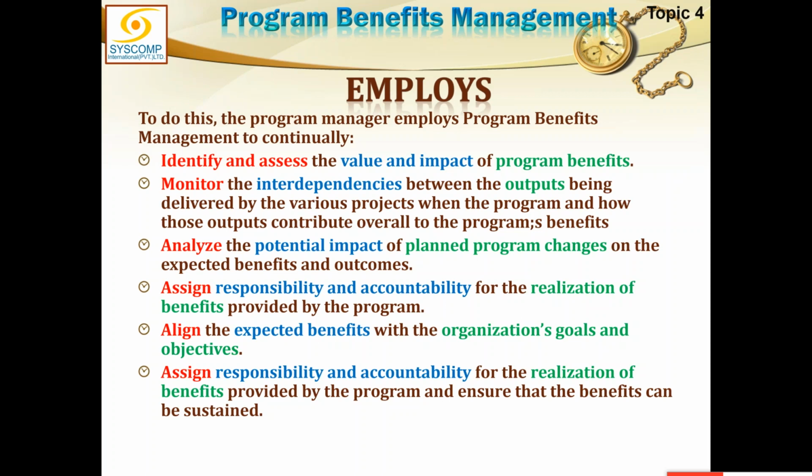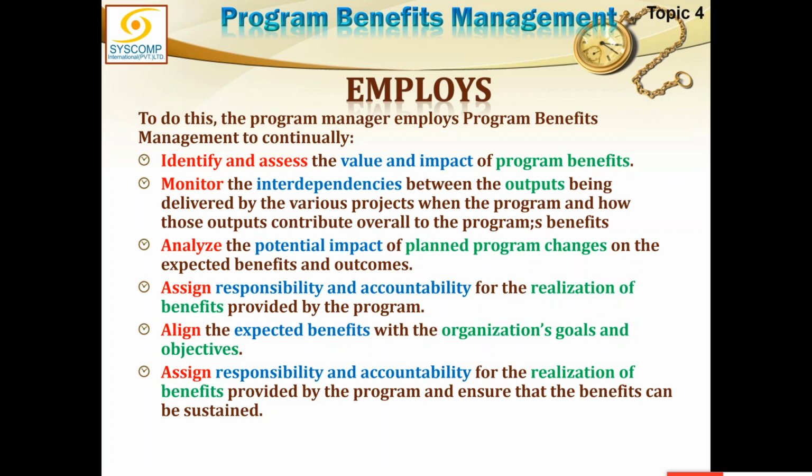Then monitor the interdependencies between the outputs being delivered by the various projects. So every project is delivering something, some deliverable or some output or outcome, and how those outputs contribute overall to the program's benefit. So all these deliverables, outputs and outcomes, how do they translate into the program benefit?